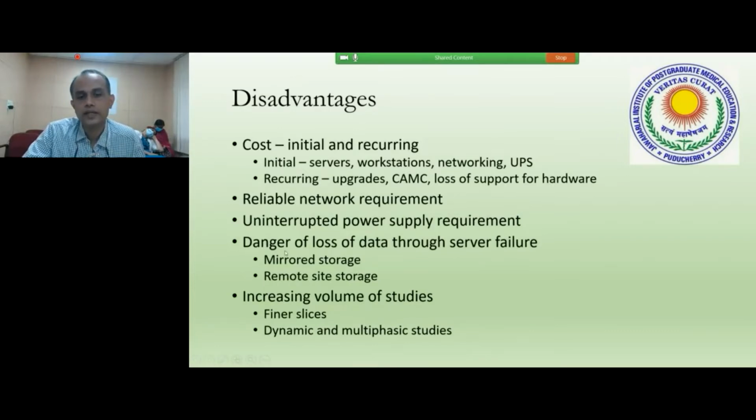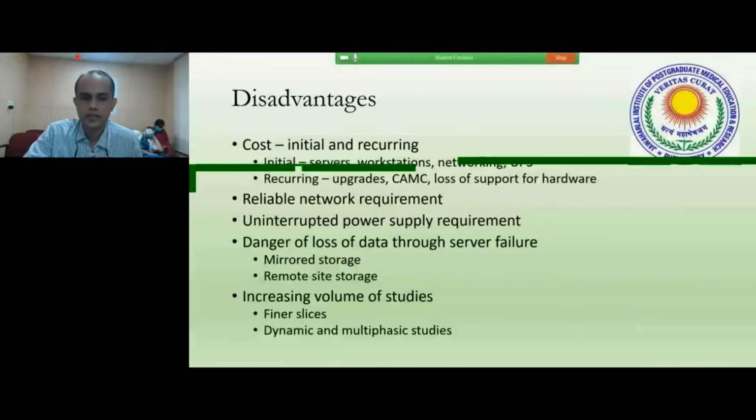Also, there is a very rare danger of loss of data through server failure. Though it is very rare, this is possible. This can be obviated by mirrored storage, which is there in JIPMER, and also by remote site storage. That is, one storage can be kept on site, and another mirror storage can be kept off site. This is being planned in JIPMER.